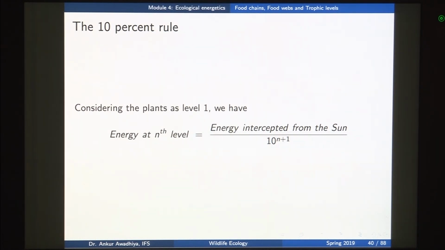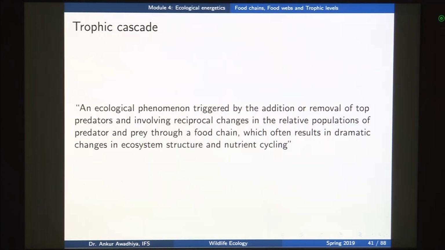But another role of understanding these trophic levels is the case of trophic cascades. Now, what is a trophic cascade? It is an ecological phenomenon that is triggered by the addition or removal of top predators and involves reciprocal changes in the relative populations of predator and prey through a food chain, which often results in dramatic changes in ecosystem structure and nutrient cycling.